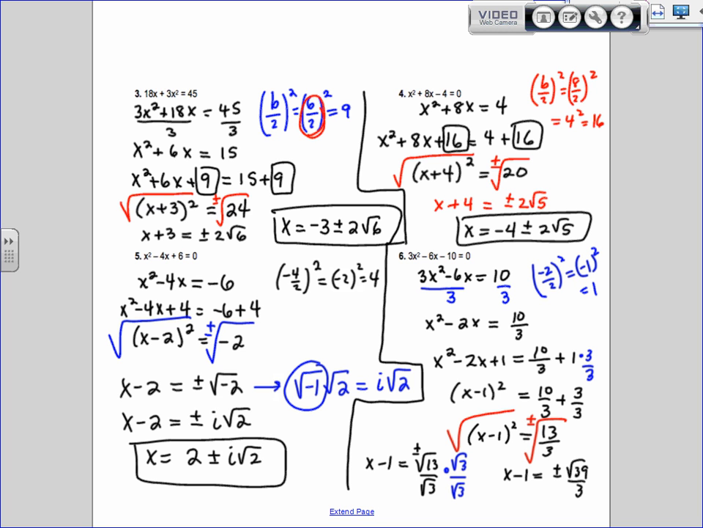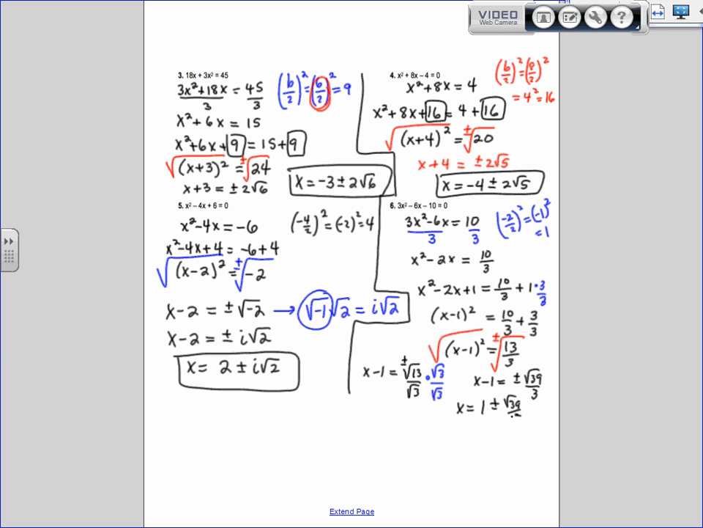So last step, I want x equals, just add the 1 out front, right? So you're going to get x equals 1 plus or minus the square root of 39 over 3. Oh, I can't even write the 3. Ran out of room. Okay, there we go. Can you read that? Square root of 39 over 3.